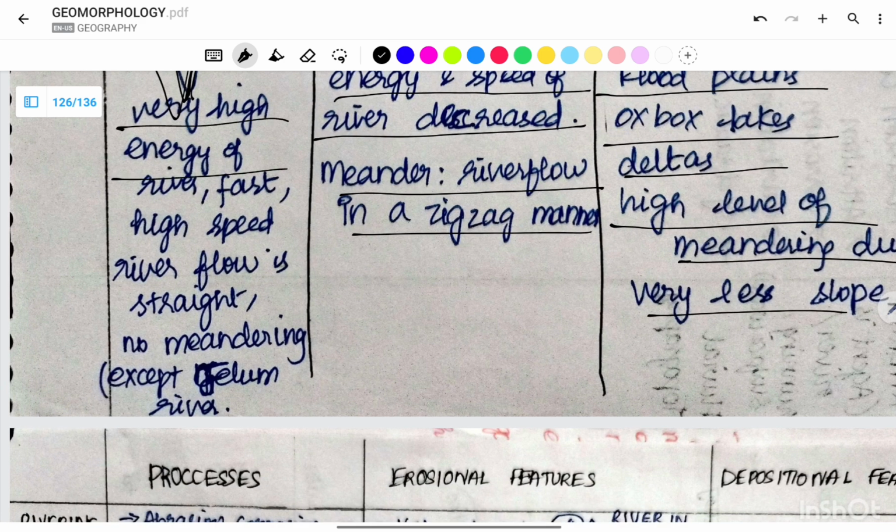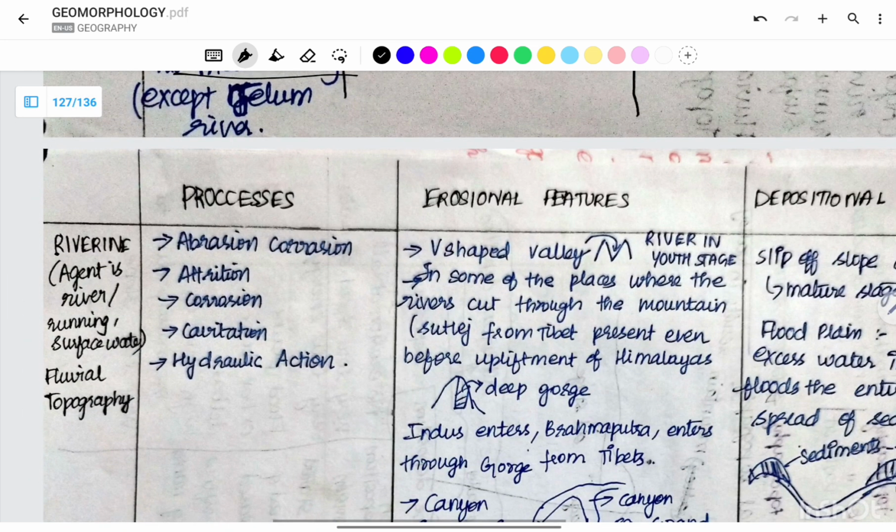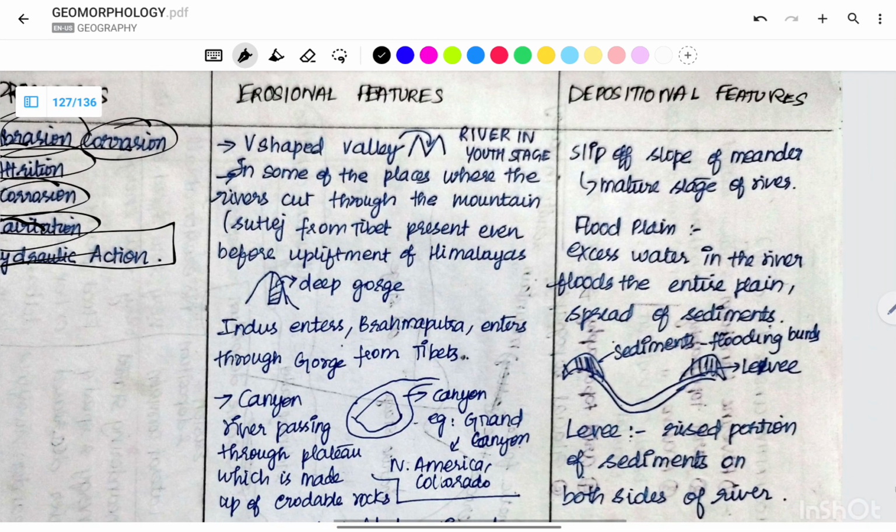Where the river has very high energy, it is fast, the high-speed flow is straight and there is no meandering. River erosion happens because of abrasion, corrosion, attrition, cavitation and hydraulic action. Erosional features are the V-shaped valleys. The river cuts a deep gorge, and then canyons are created.